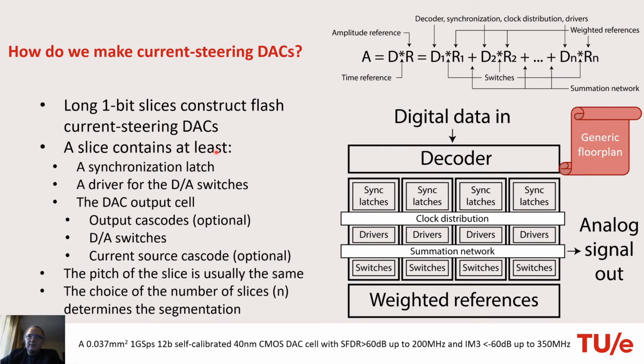A slice contains at least a synchronization latch, a driver for the DA switches, and a DAC output cell, which is output cascades, DA switches, and current source cascades. The pitch between these parallel slices is usually kept the same, and this has to do with modularity in the layout. Now the choice of the number of slices determines the segmentation that we will use, and this is a major choice for the area, the resources, the efficiency, and the performance of the DA converter.